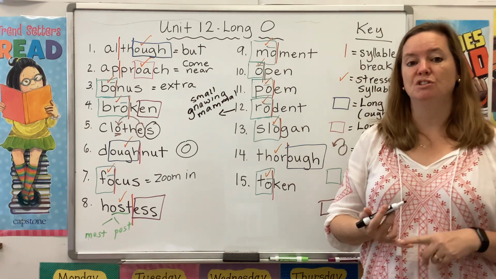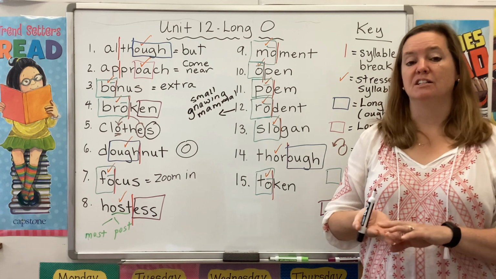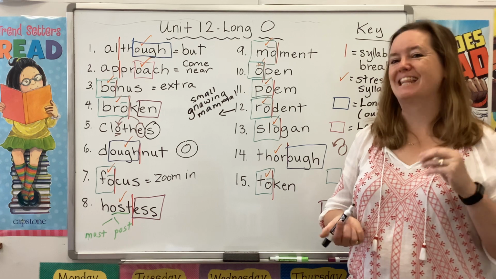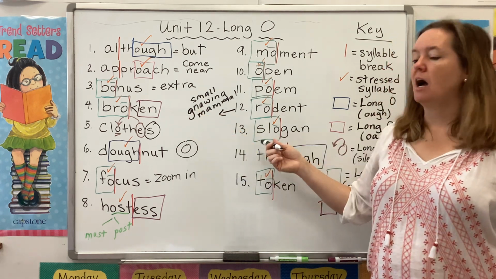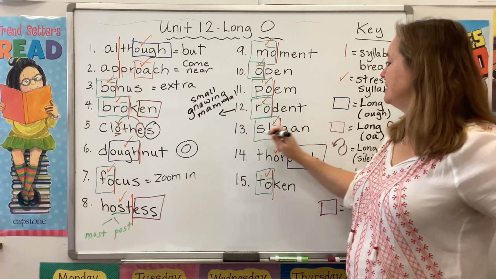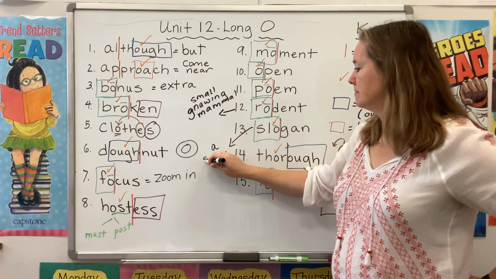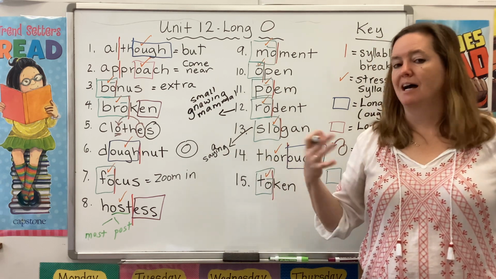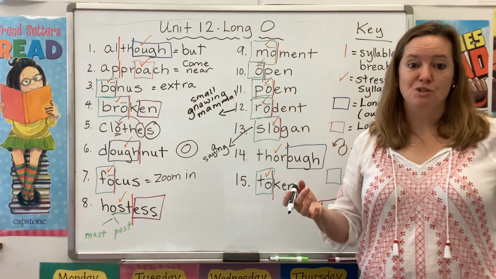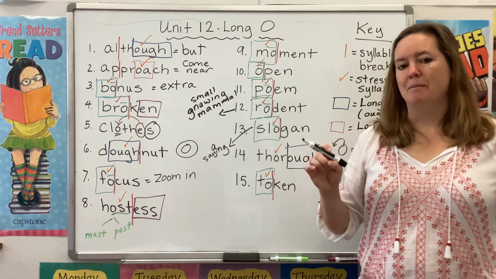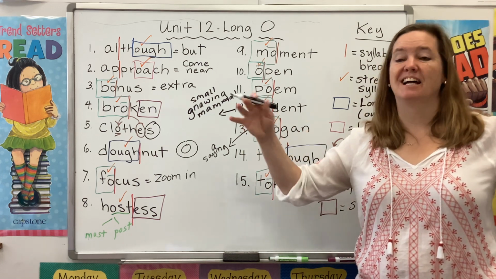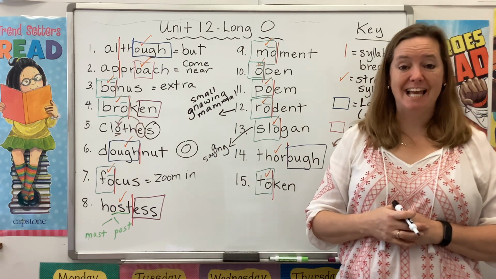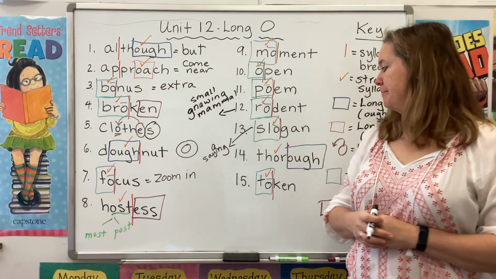So think about a mouse, a rat, a beaver, a chipmunk. Those would all be examples of rodents. They have those sharp teeth that are good for gnawing. A slogan is a saying. So if you think about your favorite brands, McDonald's, I'm loving it. Nike, just do it. Dunkin' Donuts, America runs on Dunkin'. Those are all slogans, catchy little phrases or sayings that companies come up with.